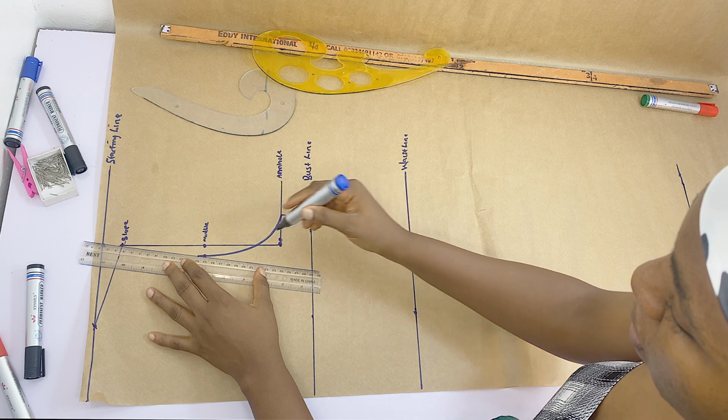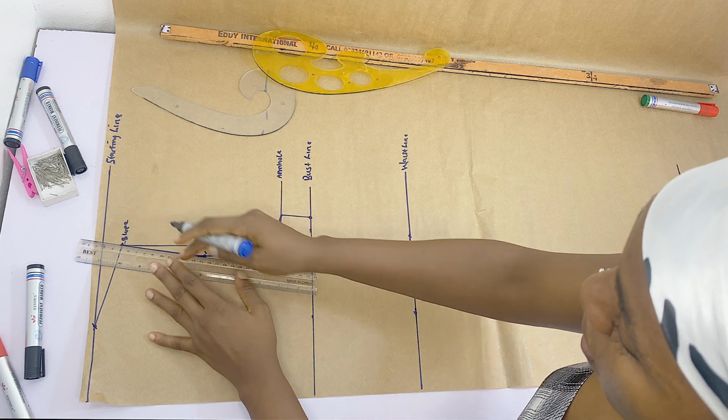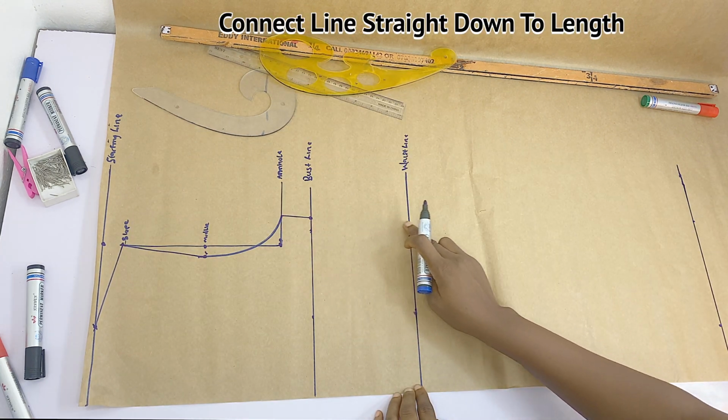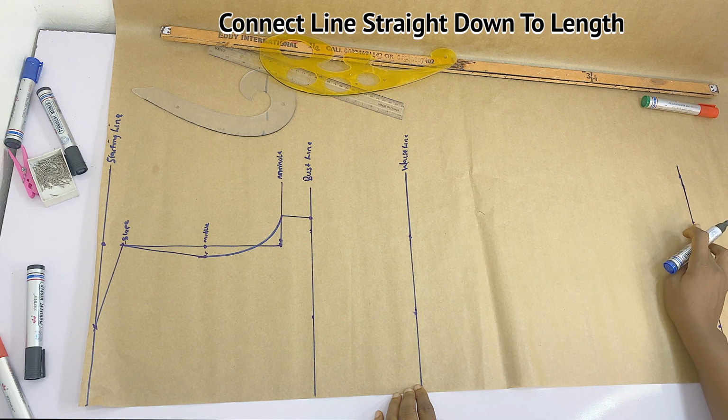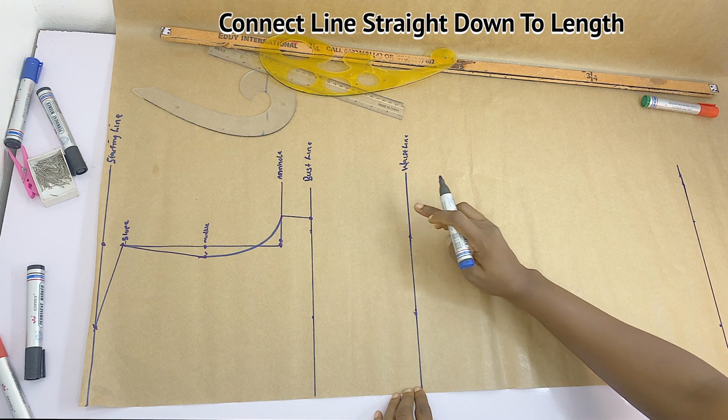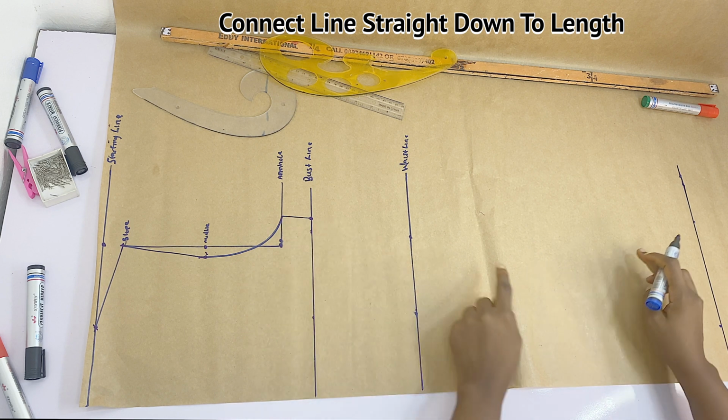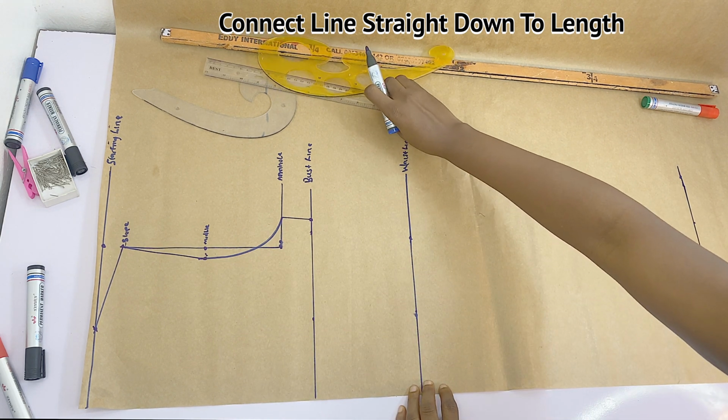So like I said, the waist point is optional. So for me, my waist is smaller than my bust, so I'm not going to mark my round waist because I don't need it. So I'm just going to take the line from my bust down to the length.